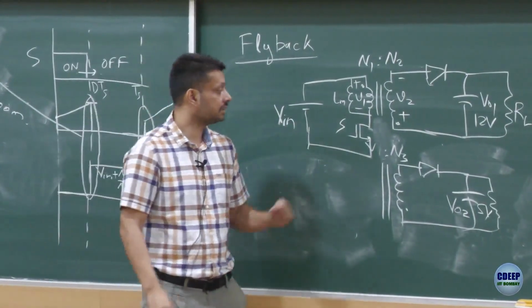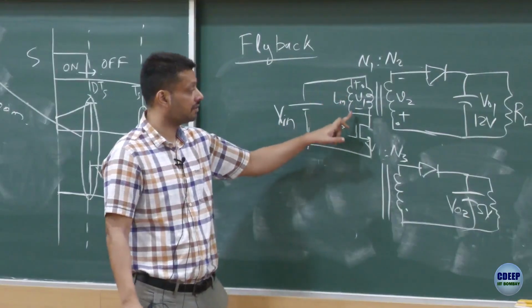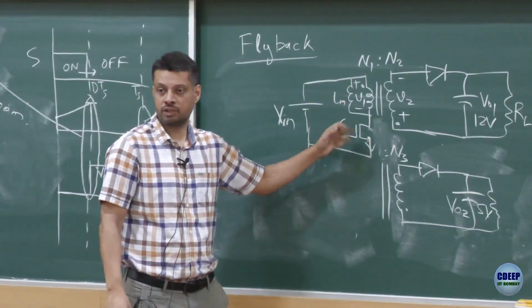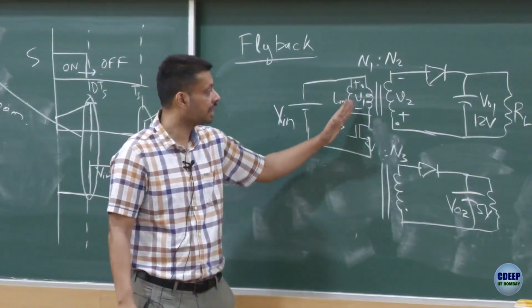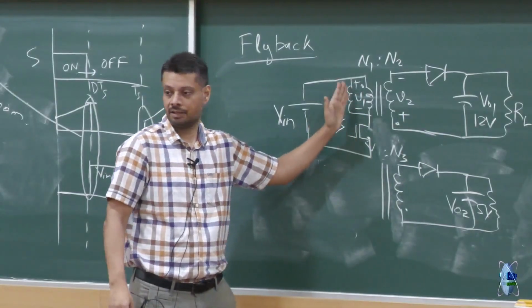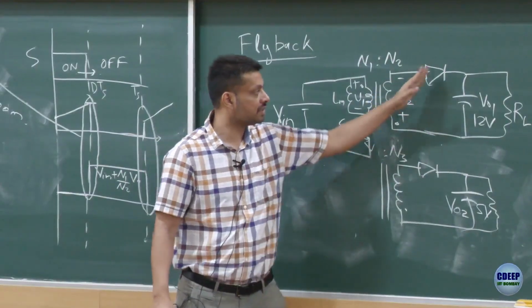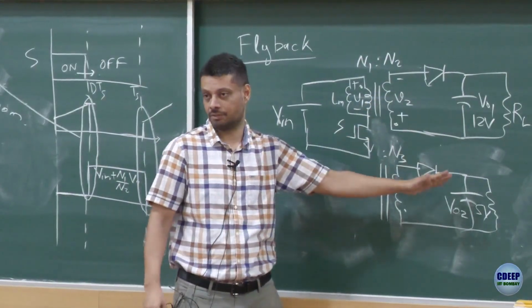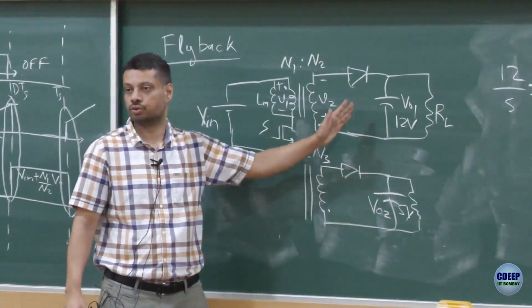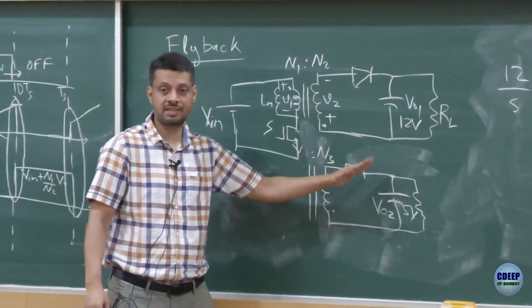How it would work is, when the switch is on, you would still have a current flowing in the inductor. When the switch is off, now the question is, will the current still circulate in the primary? On the secondary, the current has two options, it can flow through this diode or it can flow through this diode. Which one would it choose? Will it choose this diode or will it choose this diode?